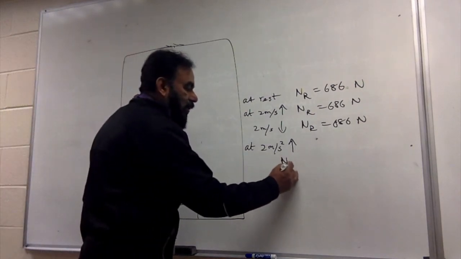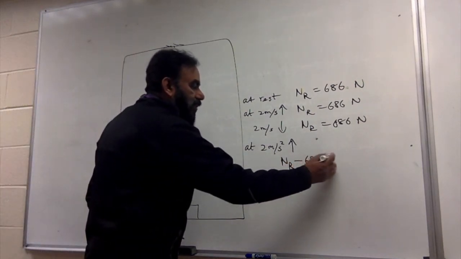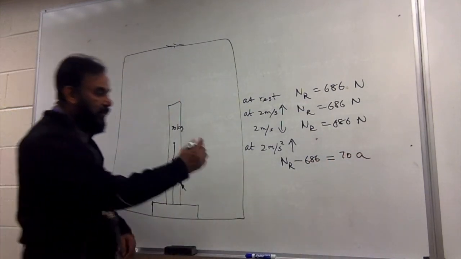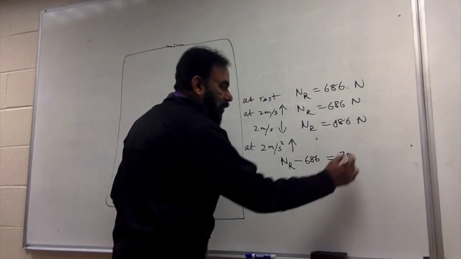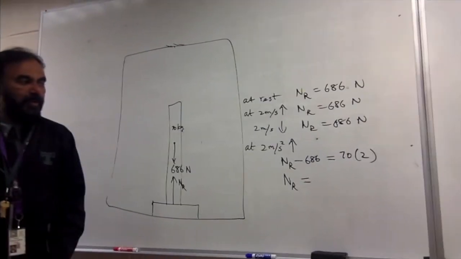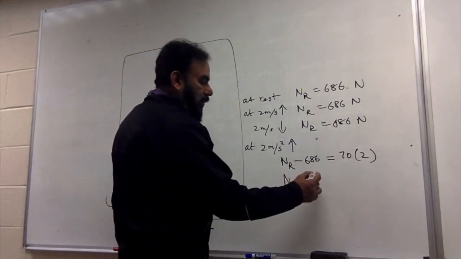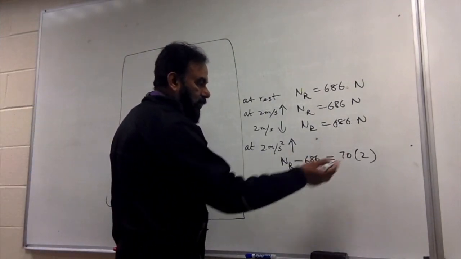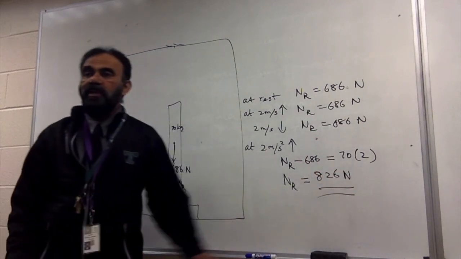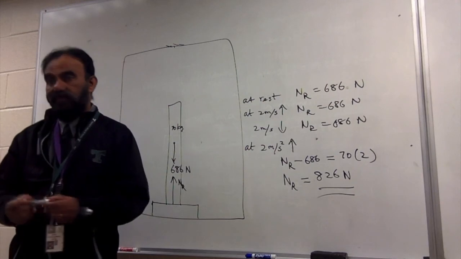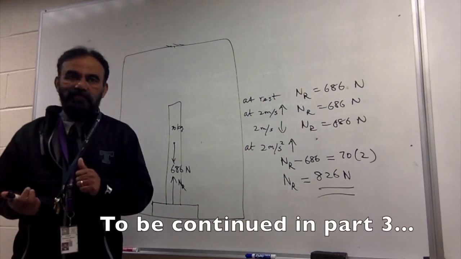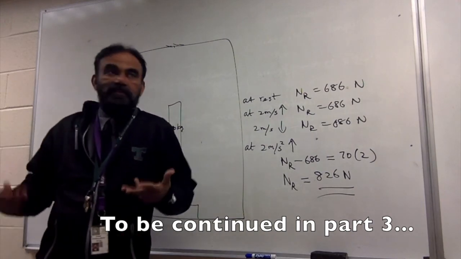So NR minus 686 is equal to MA, 70 A. Can you figure out 70 times what? 2. 70 times 2. Can you tell me what's the normal reaction here? 826 newtons. What does this mean? That means you feel heavier. When the elevator starts going up, you feel heavier. And when the elevator goes down, you feel lighter. Get it?